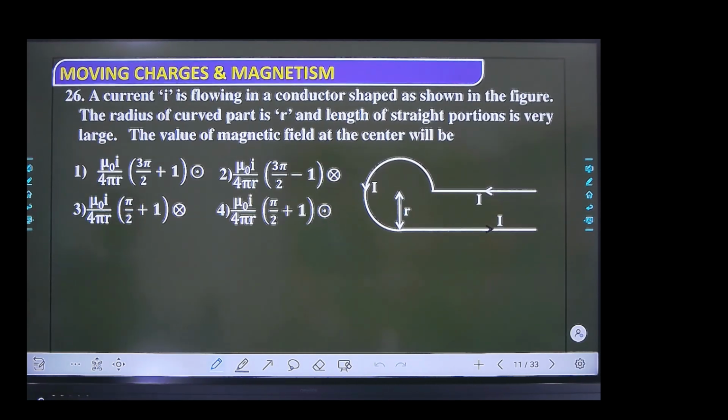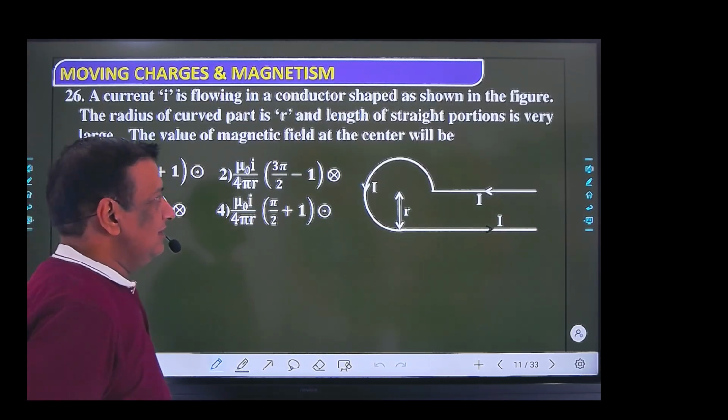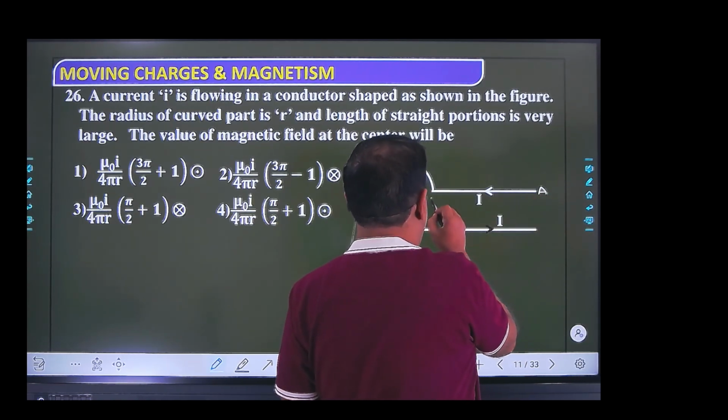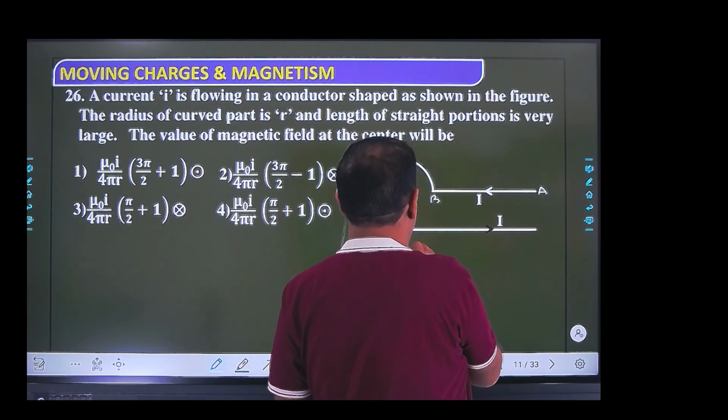Current I is flowing in a conductor shaped as shown in the figure. Find the resultant magnetic field at the center. Again, we will split the wire.